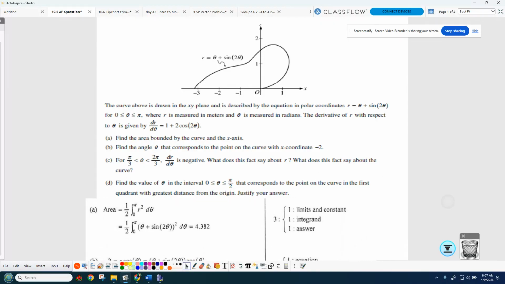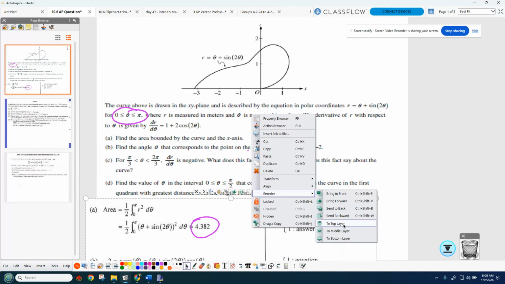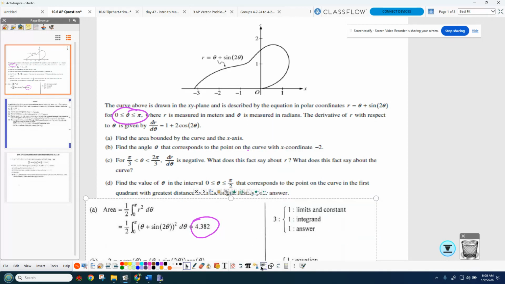Part A. It's telling you 0 to pi. So those are the bounds we're gonna integrate over, 0 to pi, then the formula, 1/2 r squared. And then being able to type it in, 4.382. Anyone have issues getting that? Free response questions for BC Calc are all 9 points each. So that's 3 of the 9.